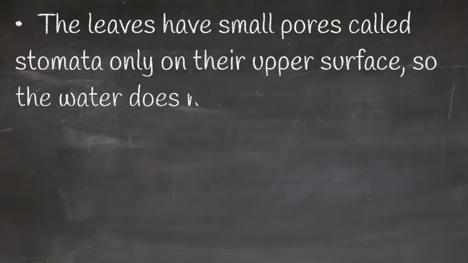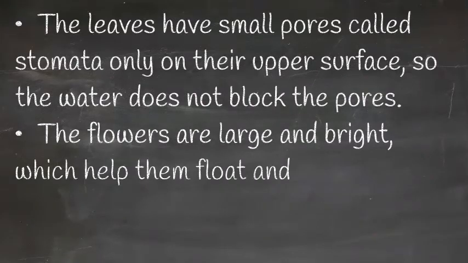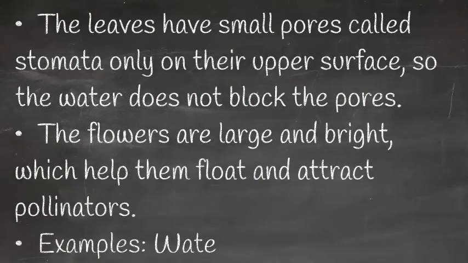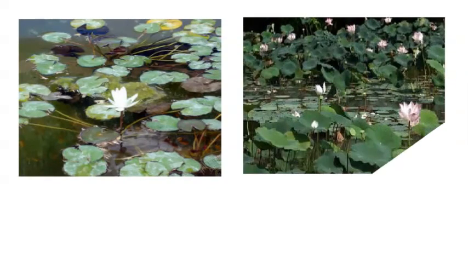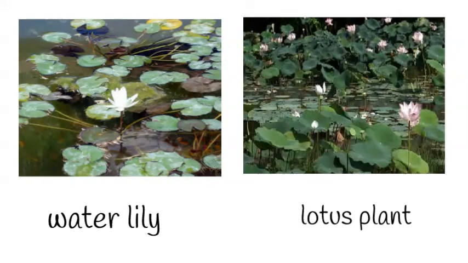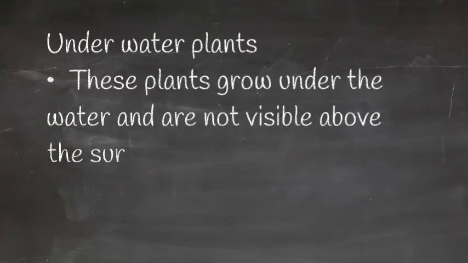The leaves have small pores called stomata only on the upper surface, so the water does not block the pores. The flowers are large and bright, which help them float and attract pollinators. Example: water lily, lotus.